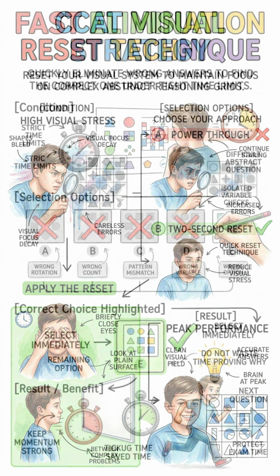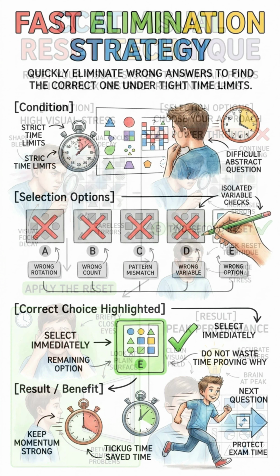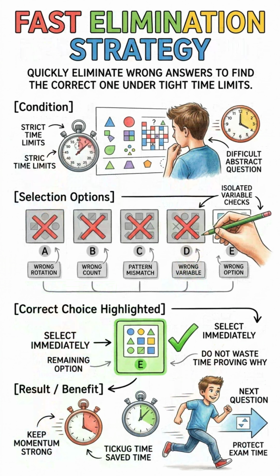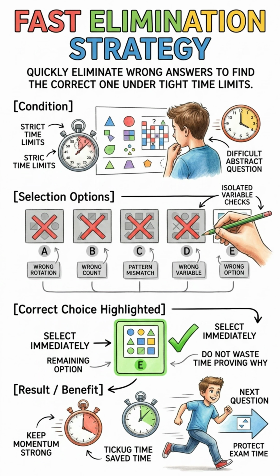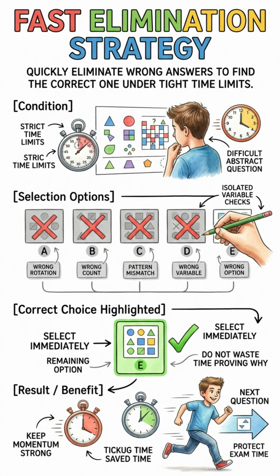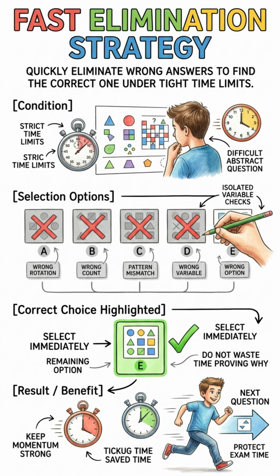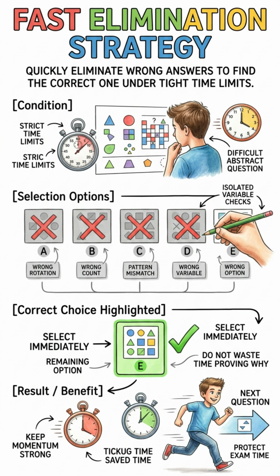High-speed elimination remains your most powerful tool when navigating difficult abstract questions under strict time limits. Never spend time proving why a correct answer is completely right if you have already proven that the 4 alternative options are completely wrong. The moment you eliminate 4 choices using your isolated variable checks, select the remaining option immediately and move on to the next question. Trusting your elimination process keeps your momentum strong and protects your precious exam time.